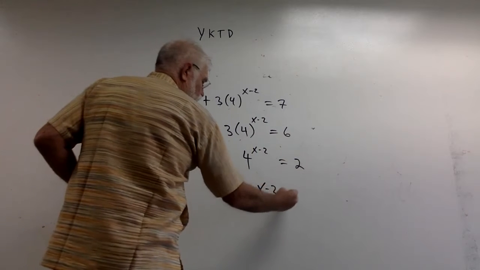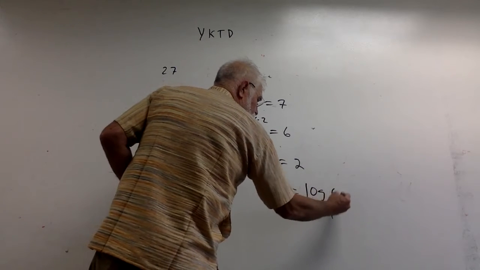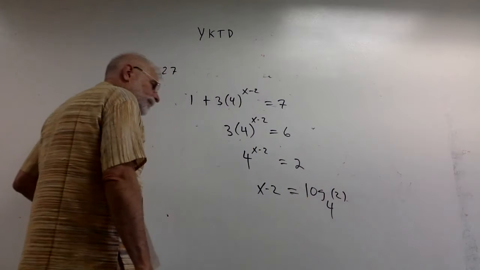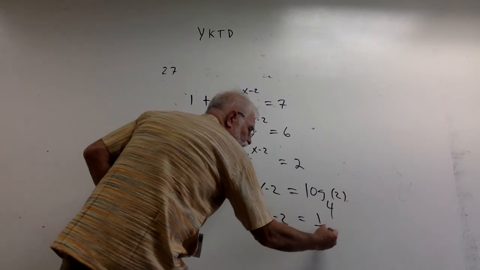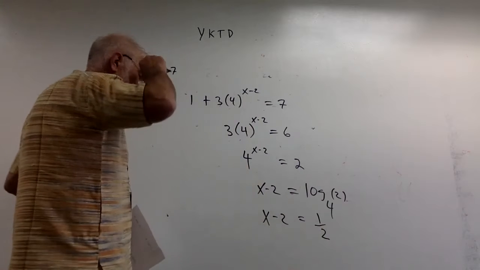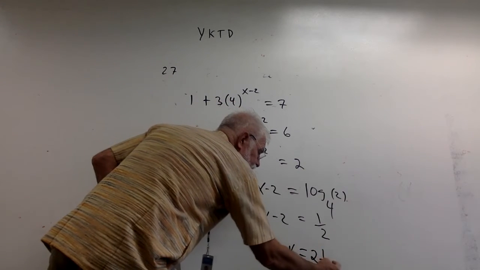X minus 2 is the value of the exponent that you put on top of a 4 to get a 2. I hope you see that x minus 2 is the square rooting exponent, 1/2. So your answer was x equals 2.5.